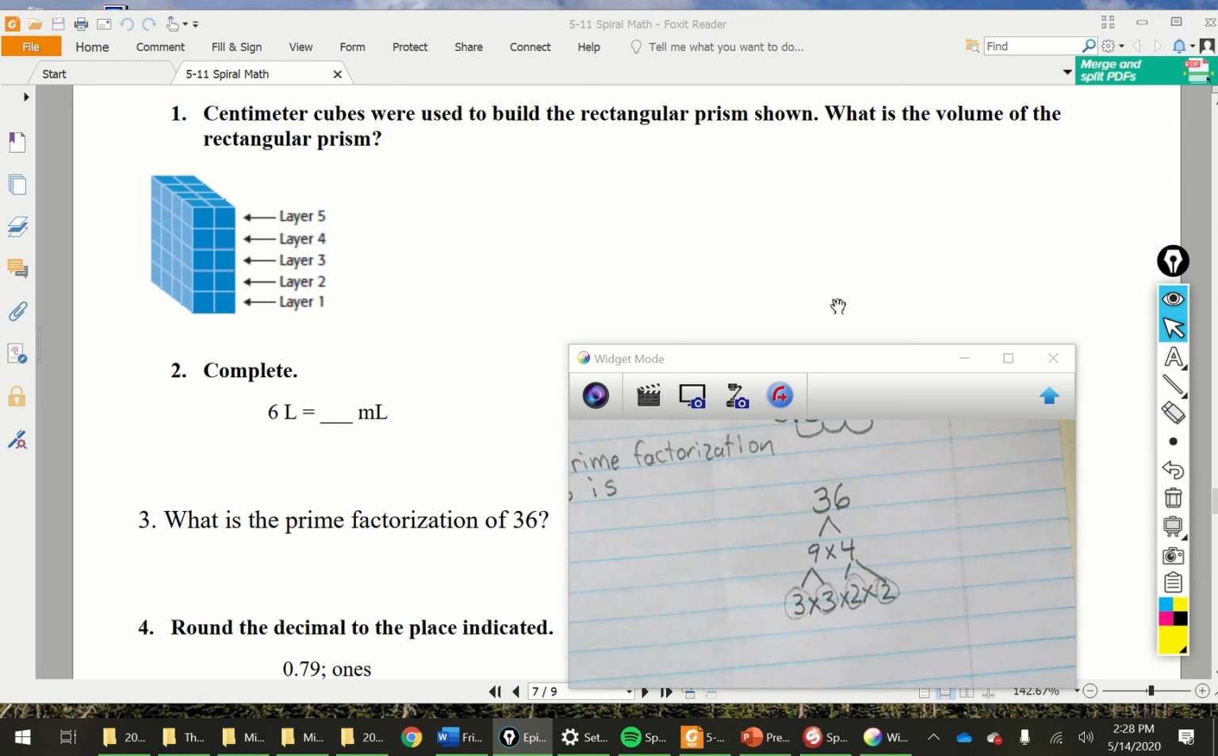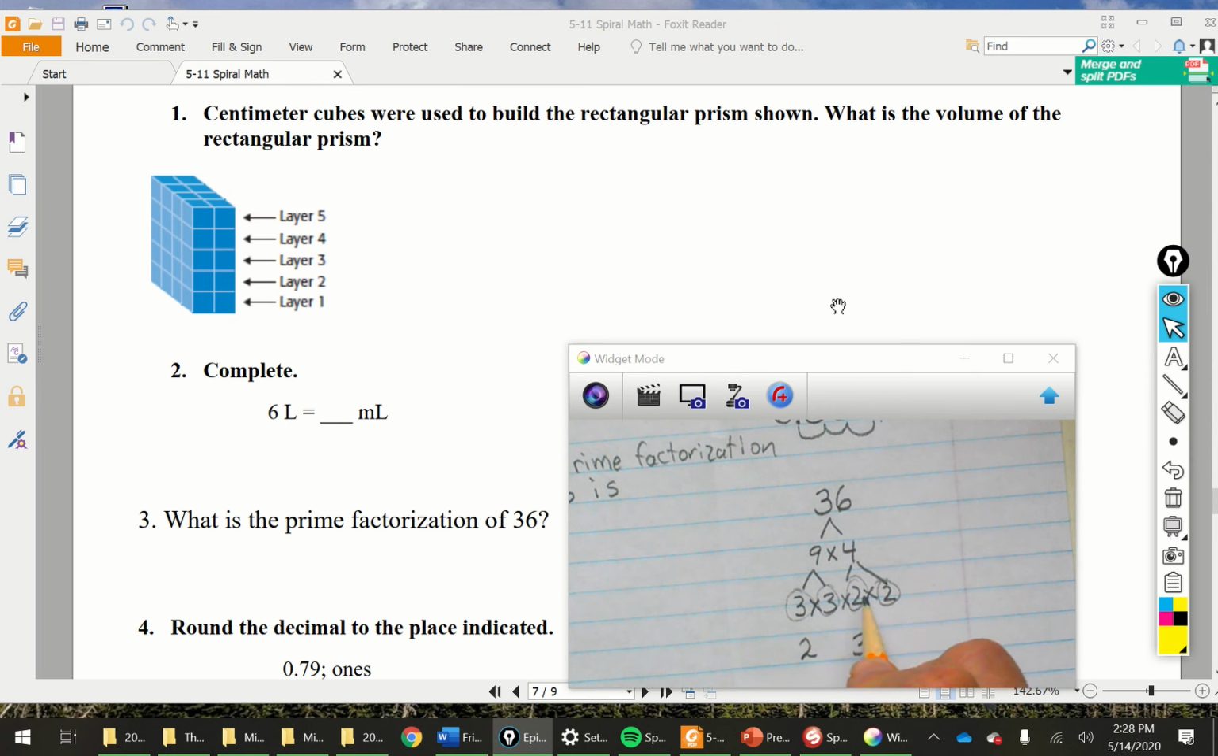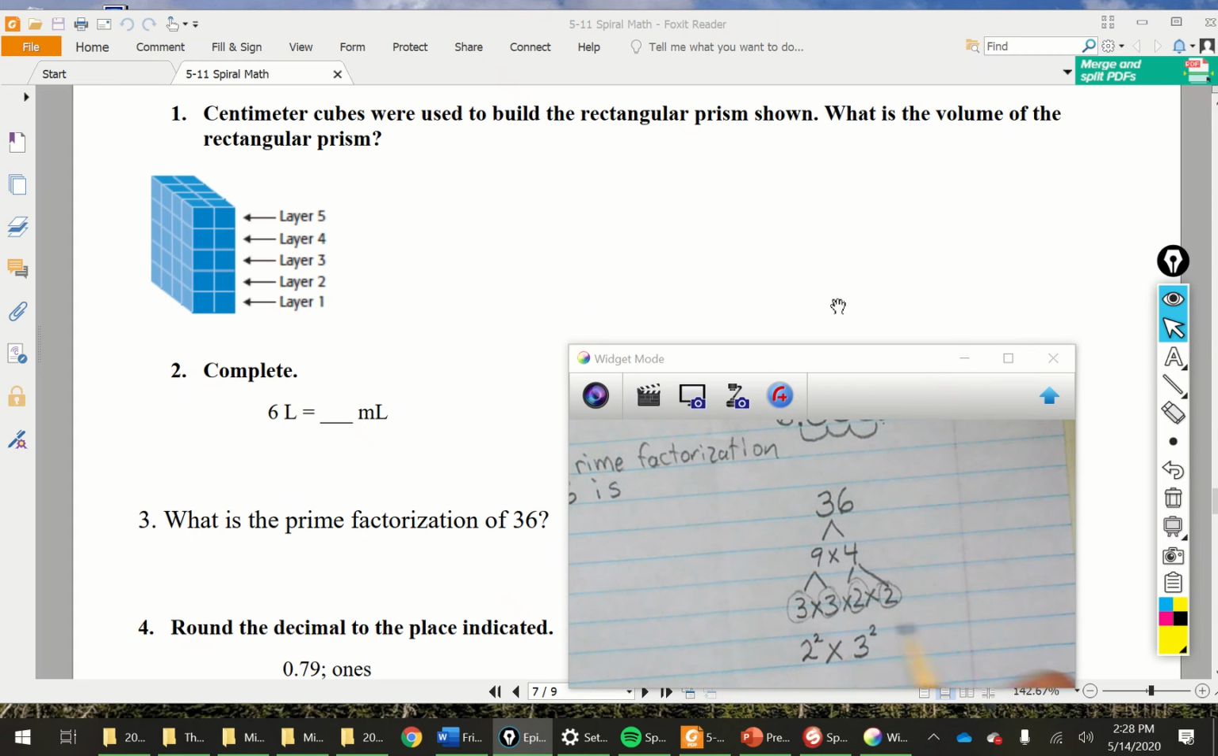2 and 2 are both prime numbers because you can only multiply 1 and 2 to make 2. So now I have two sets of factors. I have 2, which I'll put in order, and 3. Now, 2 I used twice, so I'm going to put 2 to the second power. Then I'm going to multiply it by 3 to the second power.